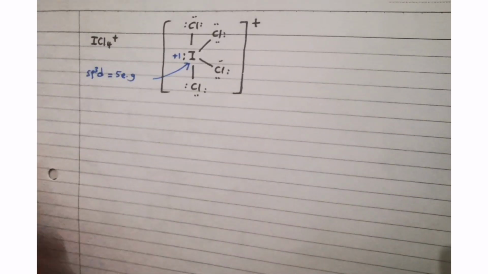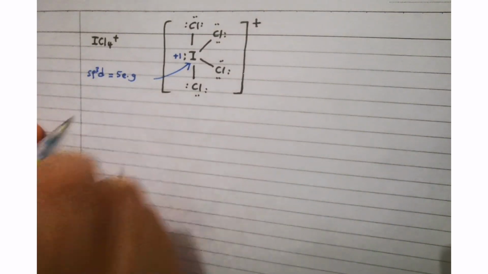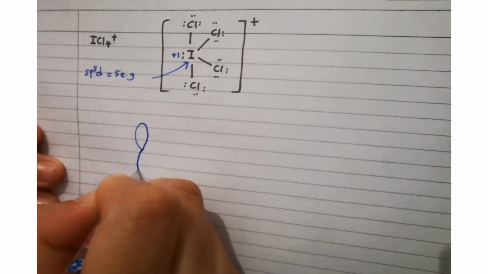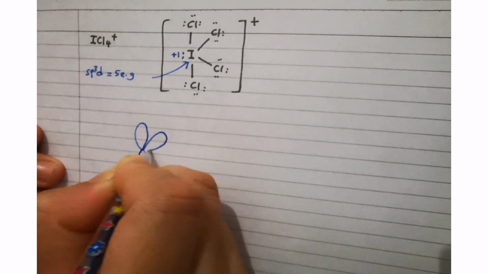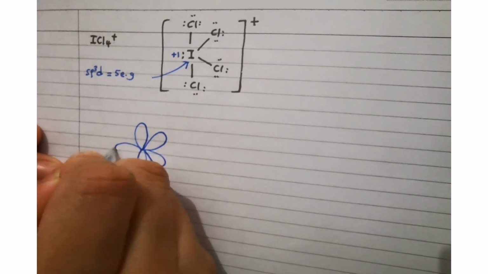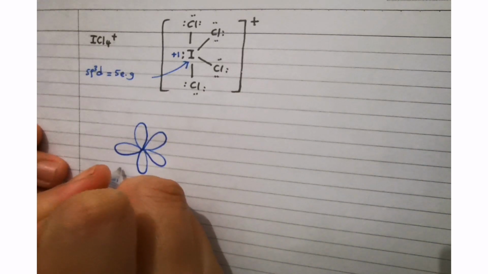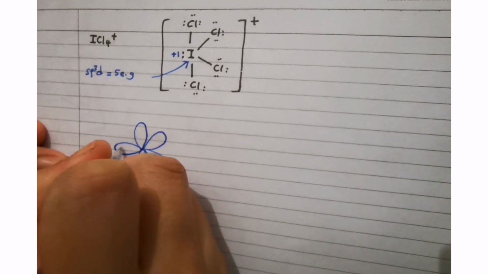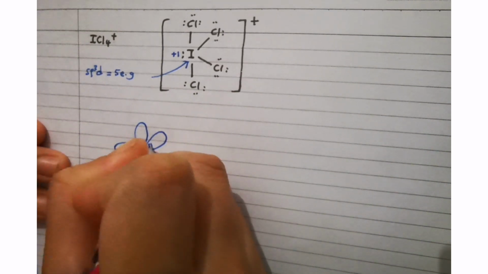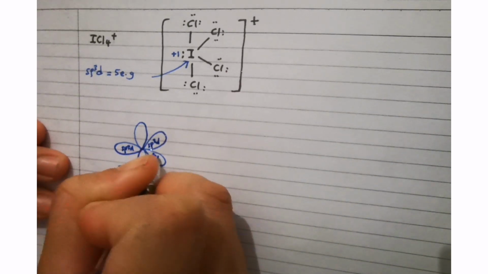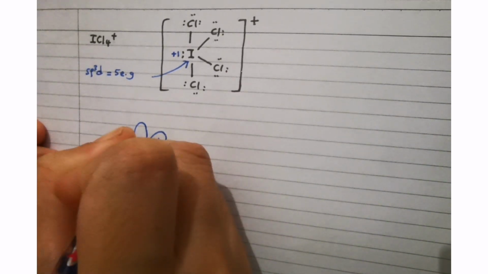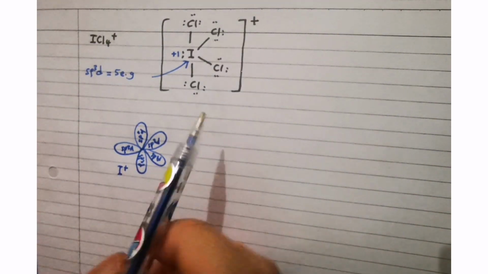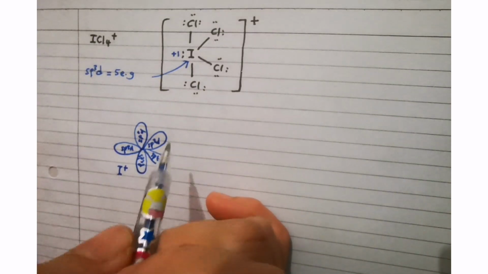Now let's draw the sp3d of I+. The sp3d arrangement will be trigonal bipyramidal. So we will draw the trigonal bipyramidal. Okay, this trigonal bipyramidal is the I plus hybrid. Now we label sp3d. Next we will show the bond formation in the orbital overlapping diagram.